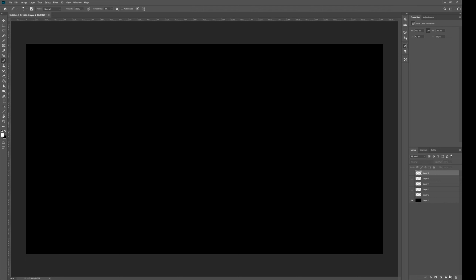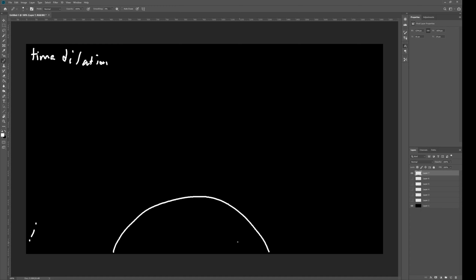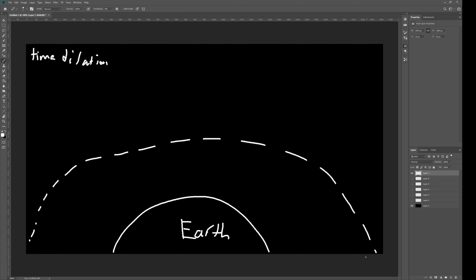The next thing we are going to be talking about is time dilation. Now, I think this is really cool. I'm gonna draw an example for this. So, let's say this is the Earth. And imagine this is the atmosphere. And this is outer space.